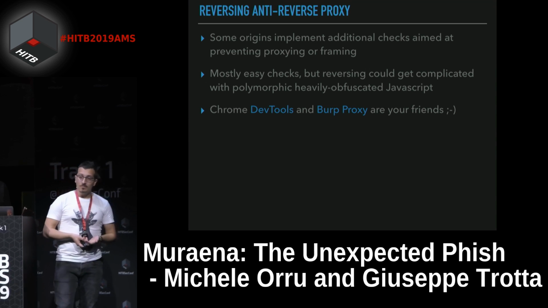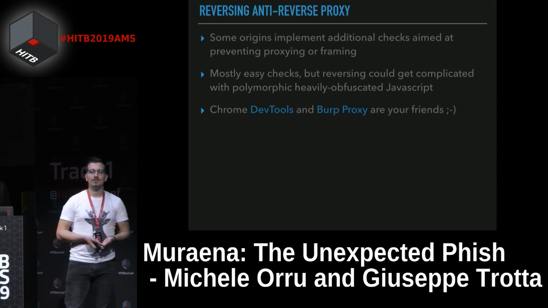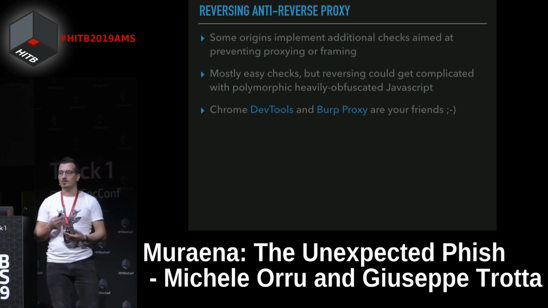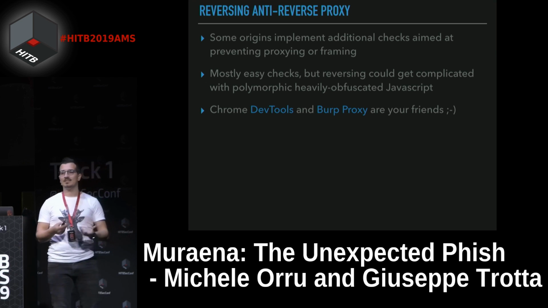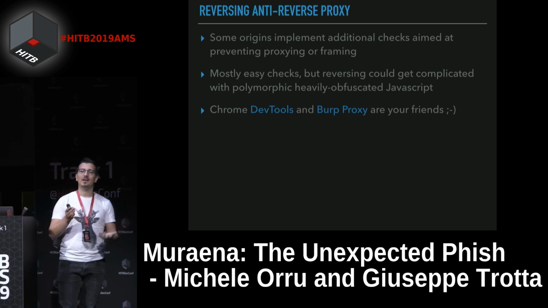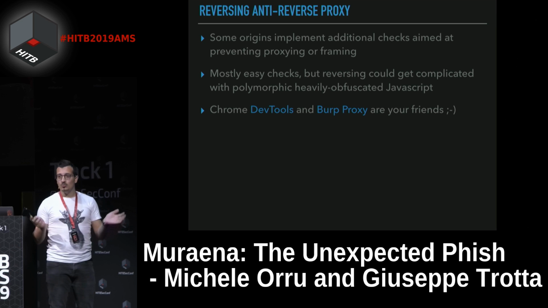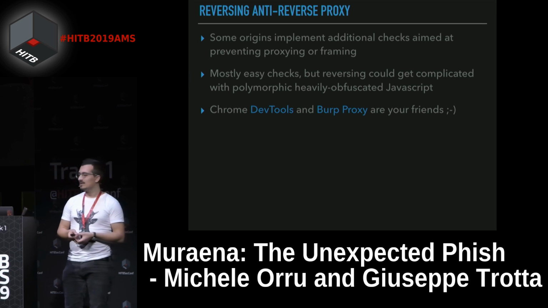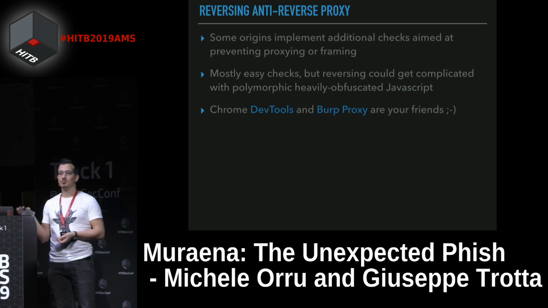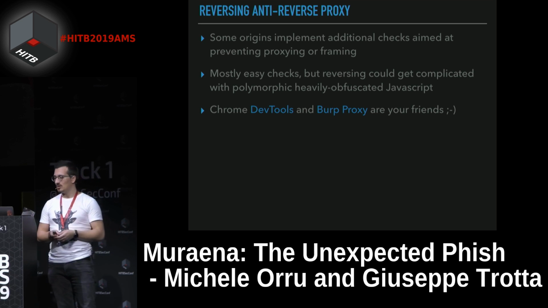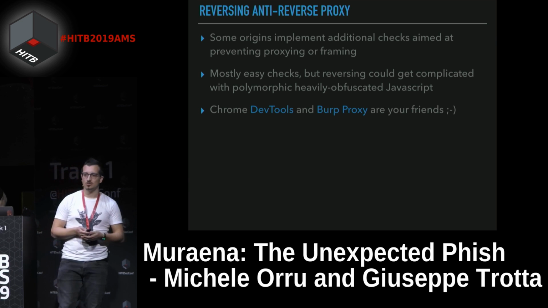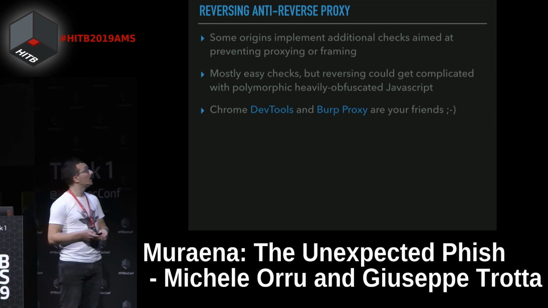This is something not new, and since it's not new, there are some anti-reverse proxy approaches. So we are going to see some solutions that some vendors decided to adopt to prevent reverse proxy attacks. To debug this approach and to bypass it, it was enough to use Chrome Developer Tools, so the JavaScript debugger and the console inside the browser, and maybe Burp Proxy, just to see what kind of traffic is working.